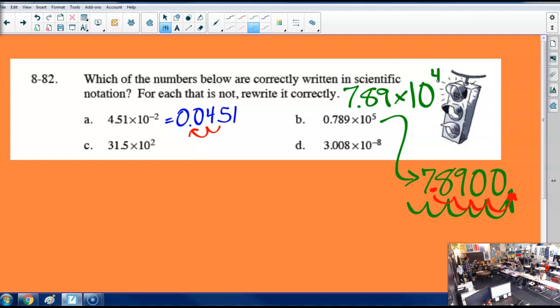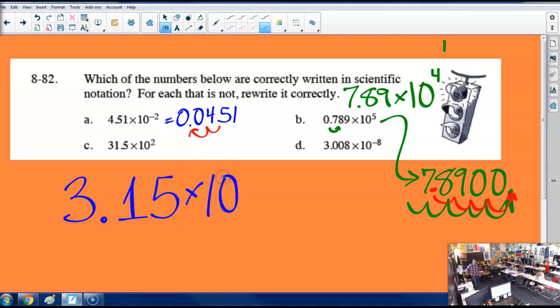Here's the trick if you want to write it down. When we move the decimal right, what happened to our power? It went down. When we force the decimal right, our power goes down. If we force the decimal left, the power will go up. So C is not proper. We are going to force the decimal left, so this becomes times 10 to the third. If you force it left, our power goes up.